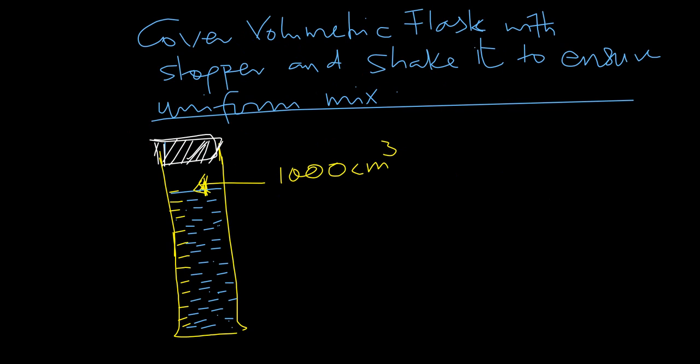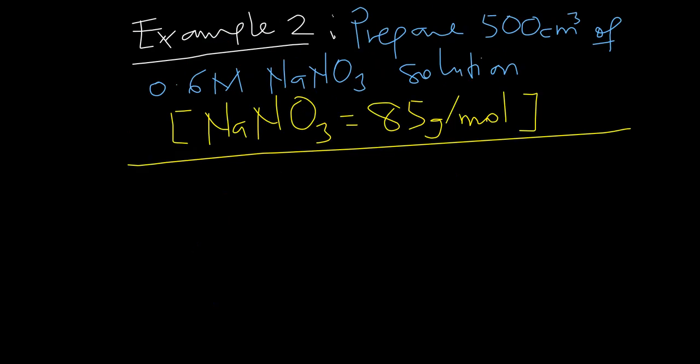Let's look at another example, then we'll be done with this. So next example. In this example, we have to prepare 500 cm³ of 0.6 molar sodium nitrate solution. We've been given the sodium nitrate molar mass, so we are going to use this to prepare another solution. So the next stage, let's just get the information.